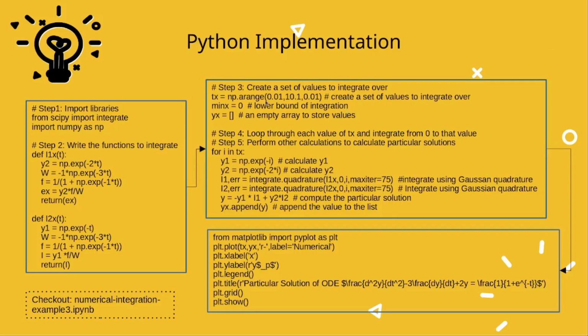So the final step is I'm going to import matplotlib. From matplotlib, I'm importing pyplot as plt. I'm going to make a plot between tx and yx using 'r--'. So I'm going to get a red line. I've labeled this numerical. I'm going to plot my x label as x, y label as y sub p, which is your solution. And then I'm going to plot my legend, my title, my grid, and show it.